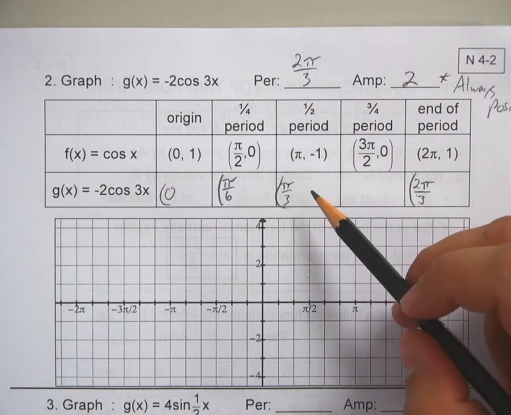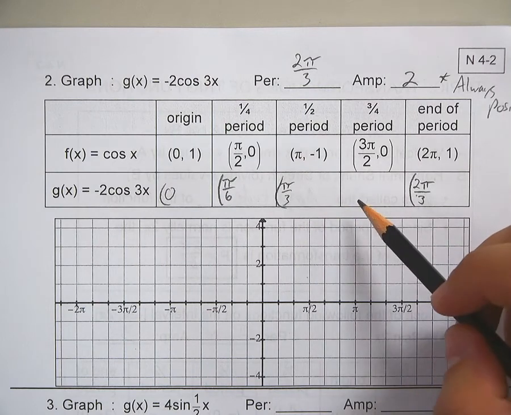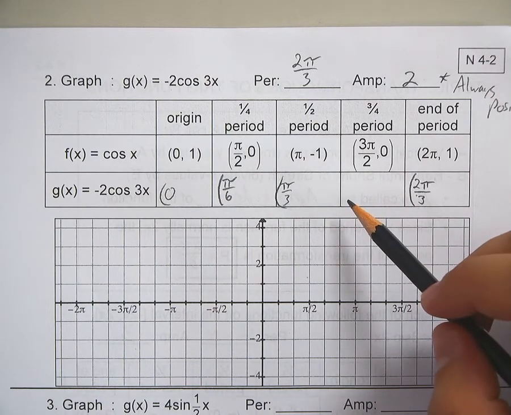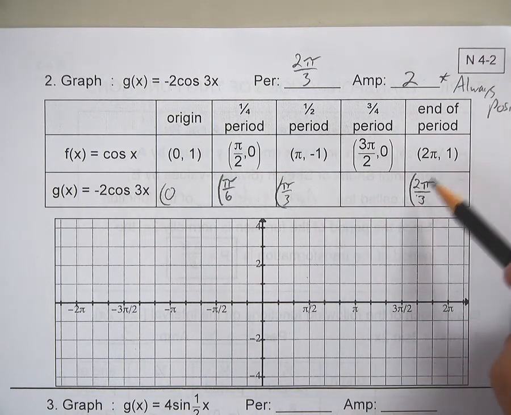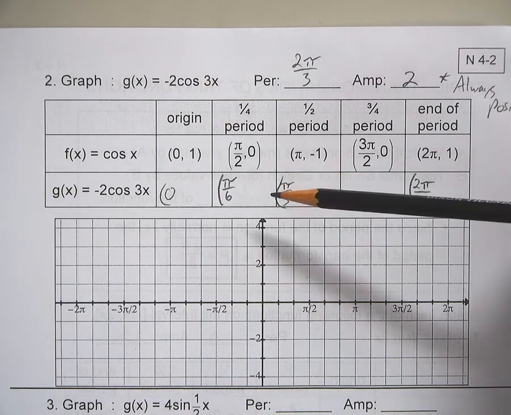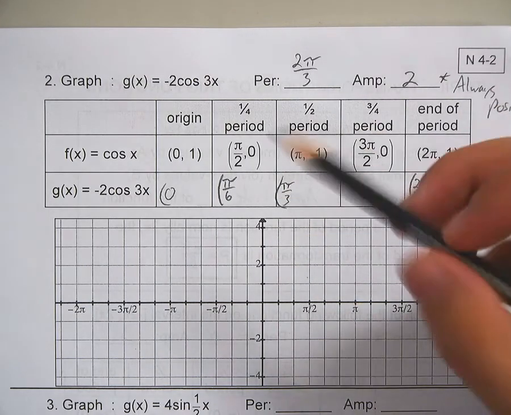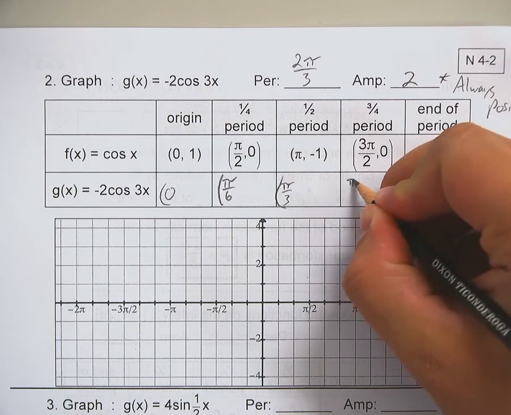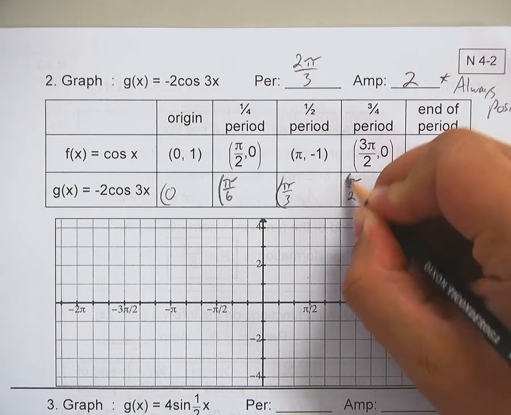Same way here. If we went halfway in between pi over 3 and 2 pi over 3, a little fraction work here. But if you go halfway in between that, you're looking at tacking onto this a pi over 6. You've already got 2 pi over 6 here, so that would be 3 pi over 6, which is pi over 2.